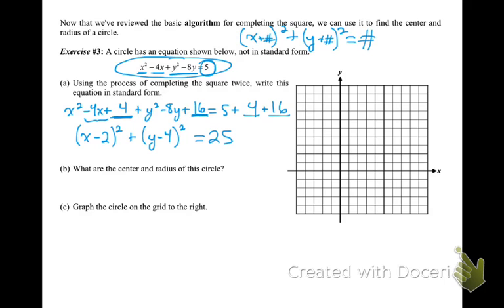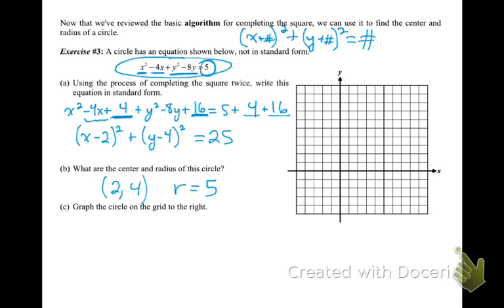What is the center and the radius of the circle? Go ahead, see if you can write those down right now. Okay, if you got 2 comma 4 is the center and 5 is the radius, then you're looking good. Part C asks us to graph the circle on the grid to the right.